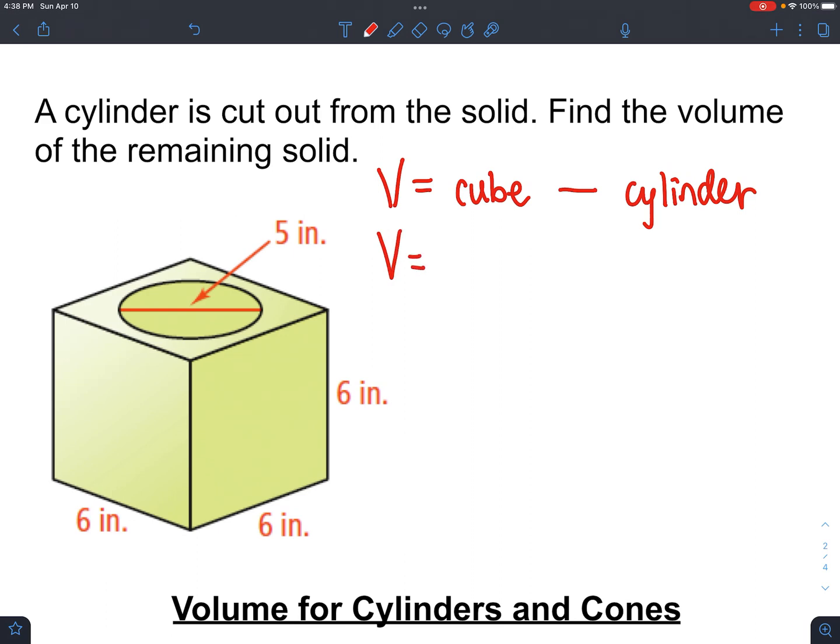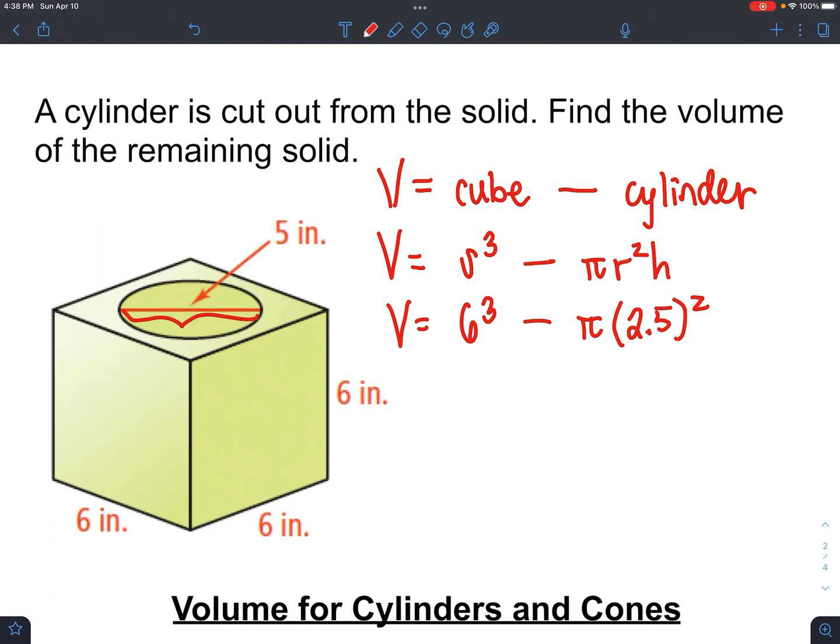So you can write side cubed, and then we already know the cylinder has this formula. The cube is going to be 6 cubed. That's the volume of it. And then the radius, they give us that the diameter is 5, so the radius should be half of that, 2.5. The height of the cylinder, they don't show it, but it's going to go through the whole cube. So the height should be 6.